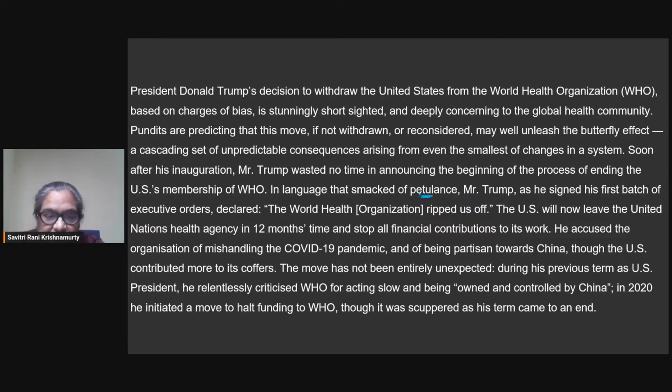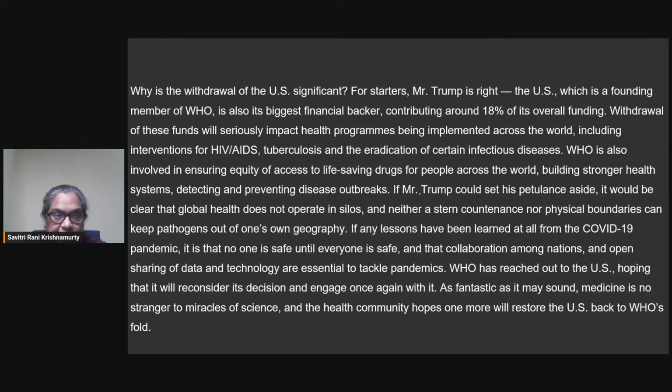This is Trump's allegation. The move has not been entirely unexpected. This was on expected lines. Why? During his previous term as US president, he relentlessly criticized WHO for acting slow and being owned and controlled by China. So, even in his first term, he had accused WHO of being controlled by China. In 2020, he initiated a move to halt funding to WHO, though it was scuppered as his term came to an end. He had started this process, but because his term came to an end, it could not happen.